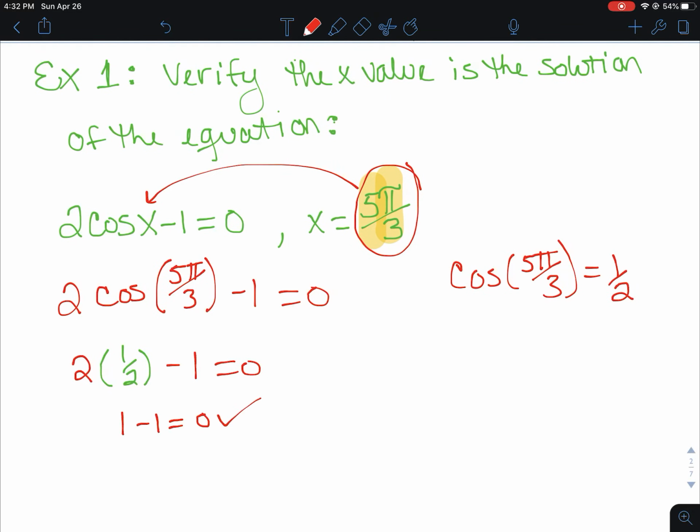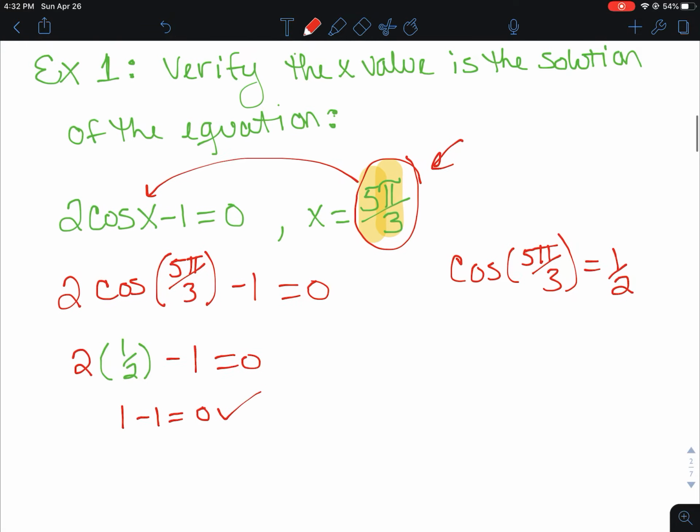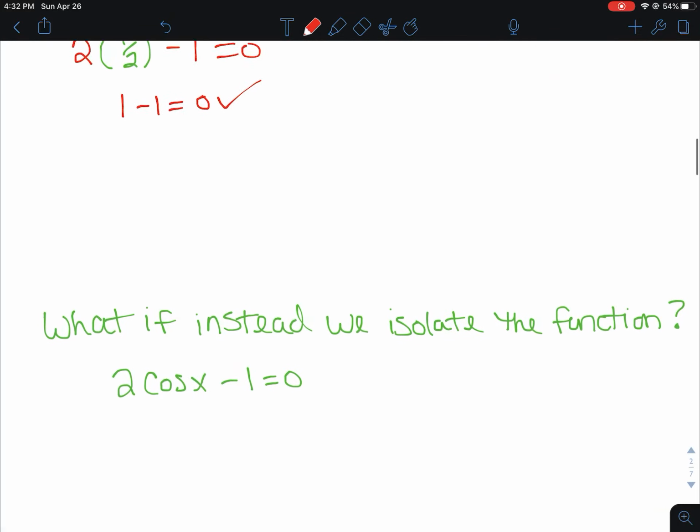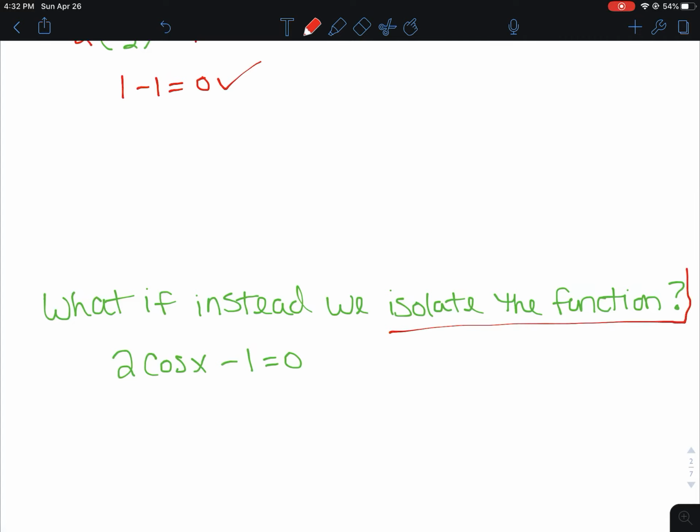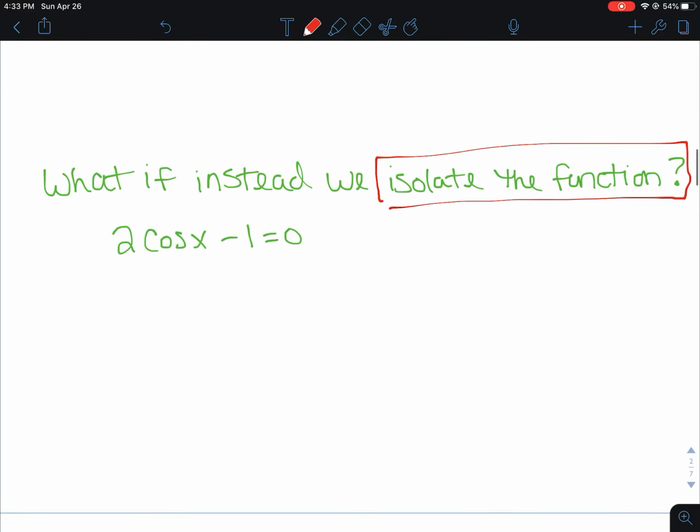Well, 2 times 1/2 is 1. 1 minus 1 is equal to 0. So we verified that this x value, this particular angle, is a solution to the equation. Now I want to think about this in a little bit of a different way, all right? Let's say we try and isolate the function, and that's what we're going to mostly be doing today, is thinking about how can I isolate this trig function, see what it's supposed to be equal to, and then go back and find the angle, sort of undo the operation.